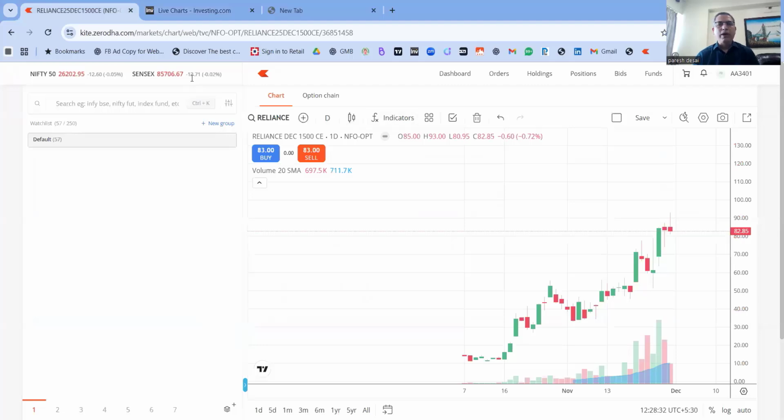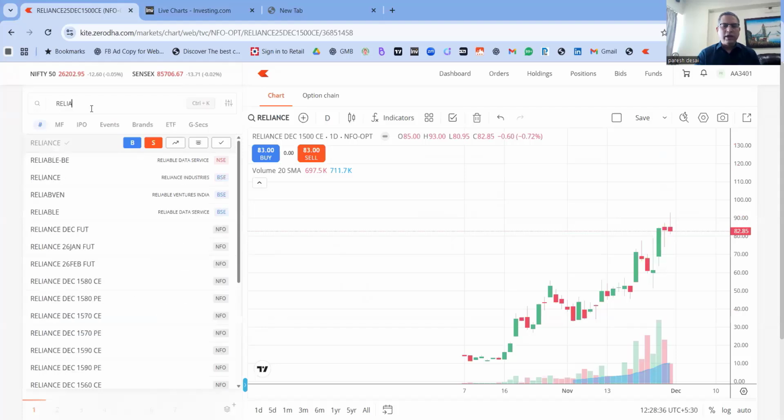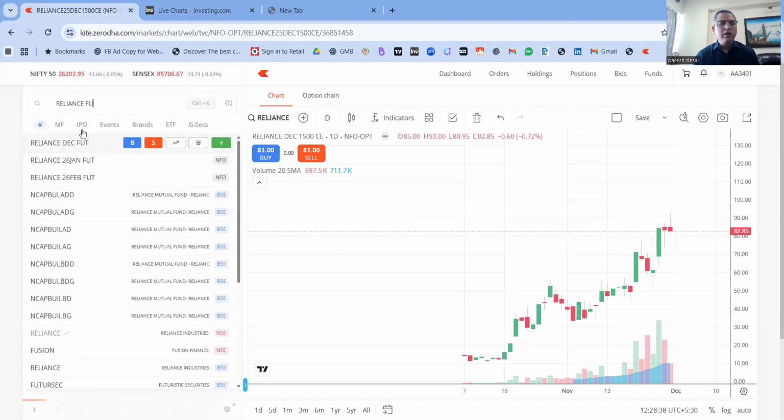So similarly, let us understand from the Reliance futures contract, if you want to buy a Reliance futures, then what you need to do? You just have to press Reliance and say futures. Can you see December, January, February? There are three contracts which are available. Either you can buy a December expiry, January expiry, or February expiry. So let us go for the December expiry.